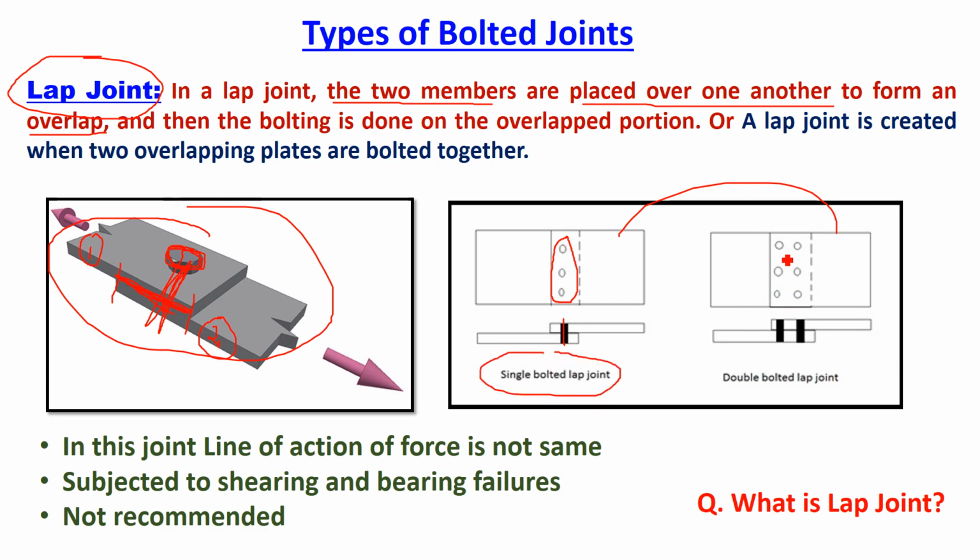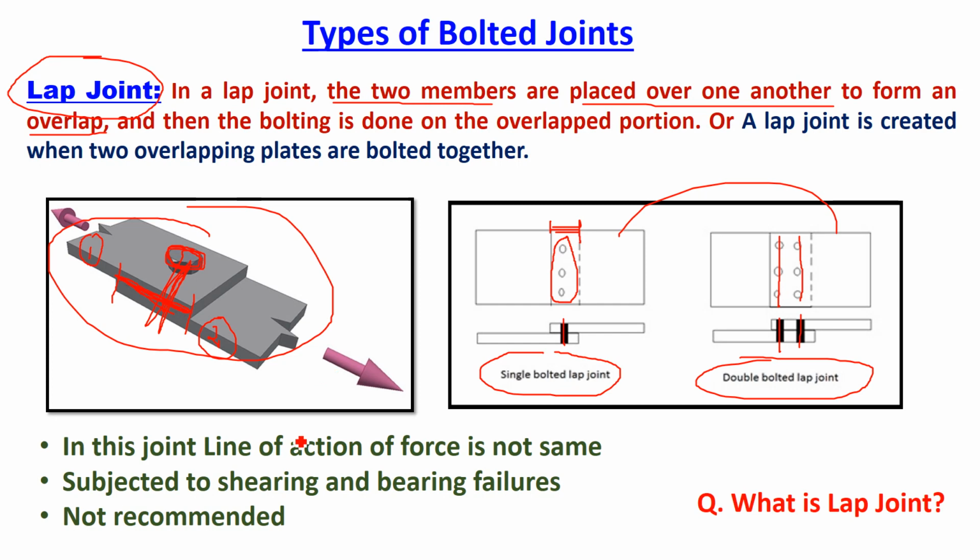And here all bolts are connected in two rows, which is called a double bolted lap joint. This is the overlapping length. This is a single bolted lap joint and a double bolted lap joint. Now this type of joint is not recommended in steel structure connections.